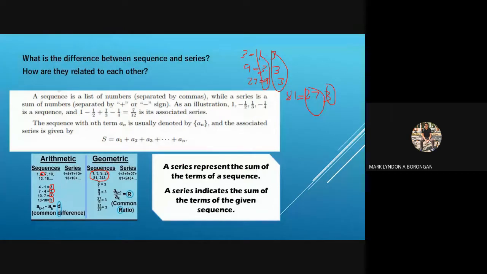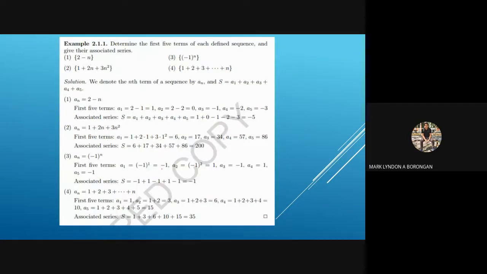So, to summarize it, a series represents the sum of the terms of a sequence, while a series indicates the sum of the terms of the given sequence. Okay? Balik ko muna na siya. Okay, so you have their examples.